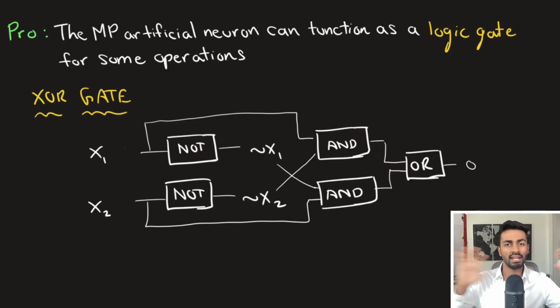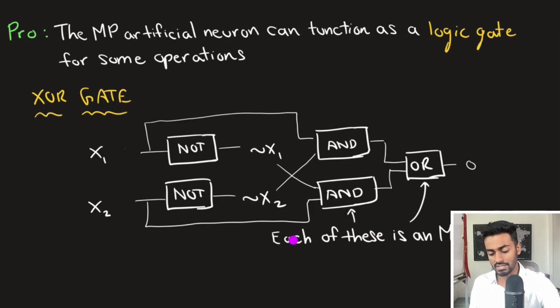And we can even create a network of such neurons in order to create more complex logical functions like XOR, where each of these is going to be a McCulloch-Pitts artificial neuron. And so this is our neural network here.